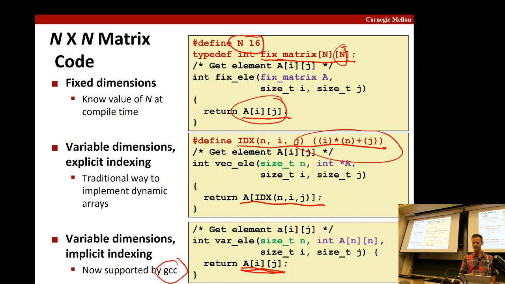Okay, and the only difference is that you have to make it explicit in the declaration. You can't just get away with this form here, because then it really doesn't know what's going on. But if you say n times n here.